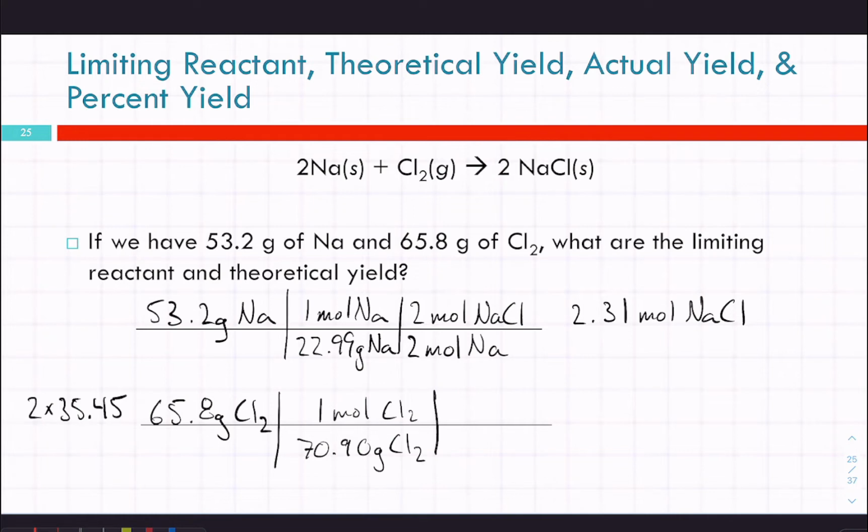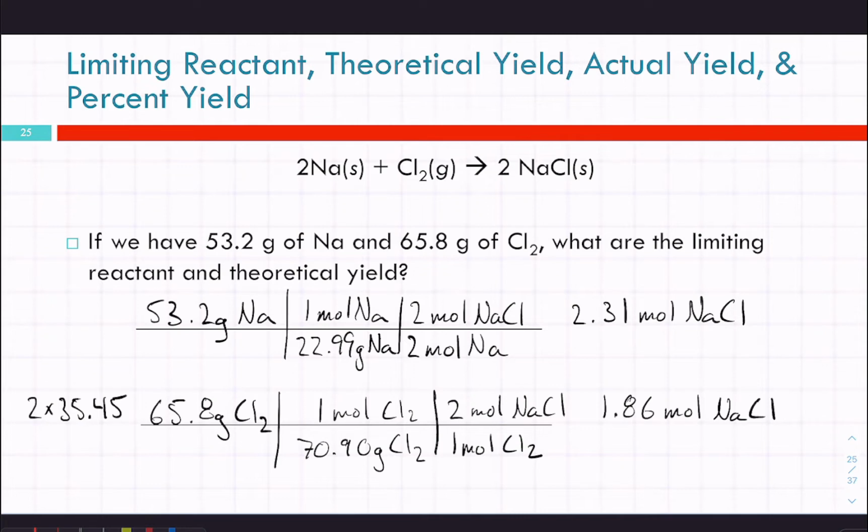And then our molar ratio between chlorine and sodium chloride is going to be 1 to 2. So we'll add 1 mole Cl2 will give us 2 moles NaCl. So we do 65.8 times 2 divided by 70.9. So it'll be 1.86 moles of sodium chloride.